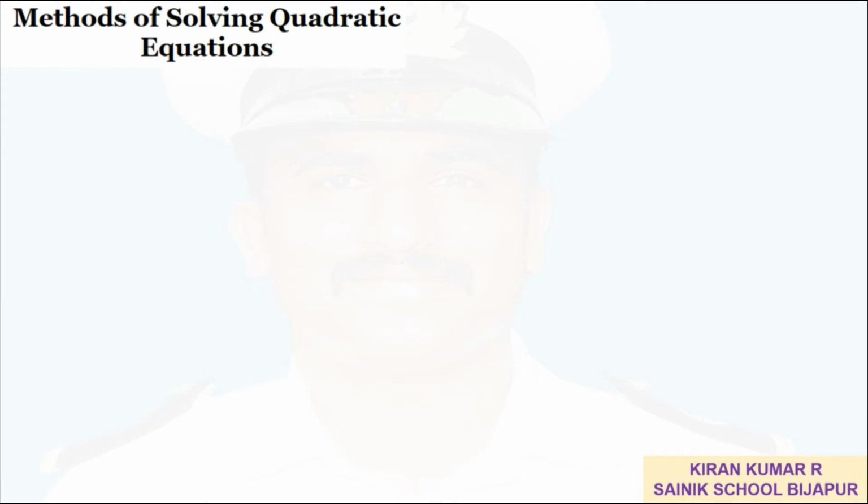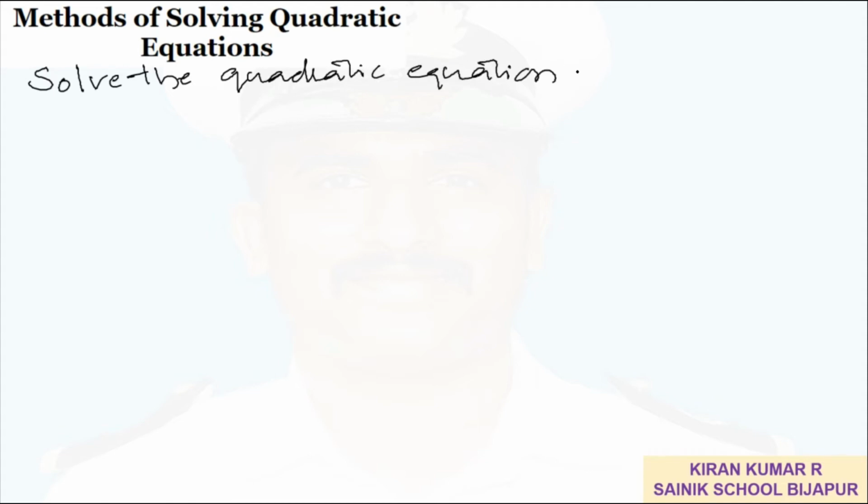Let us solve a few questions. You will be familiar with how to solve by the factorization method and using the formula. Let us solve the quadratic equation 3x square minus x minus 2 equal to 0 by the factorization method.